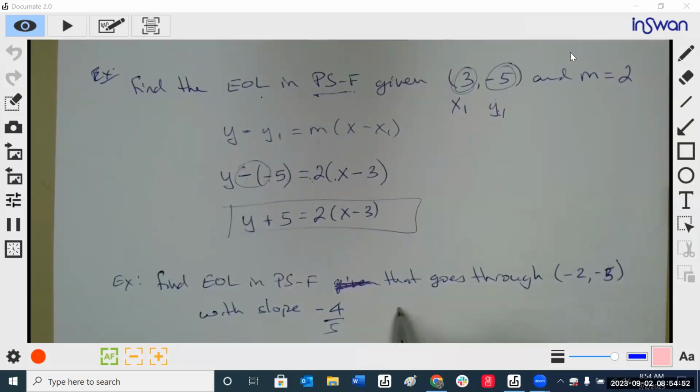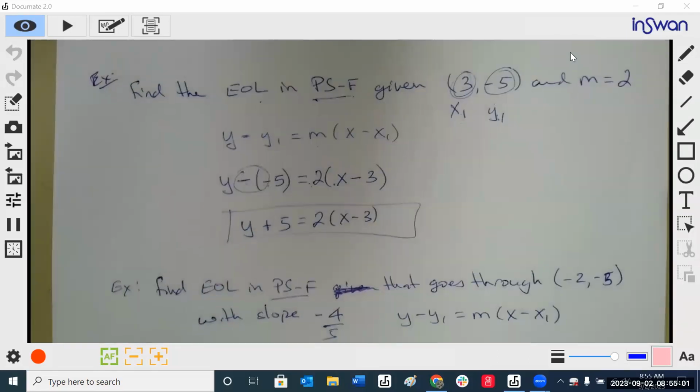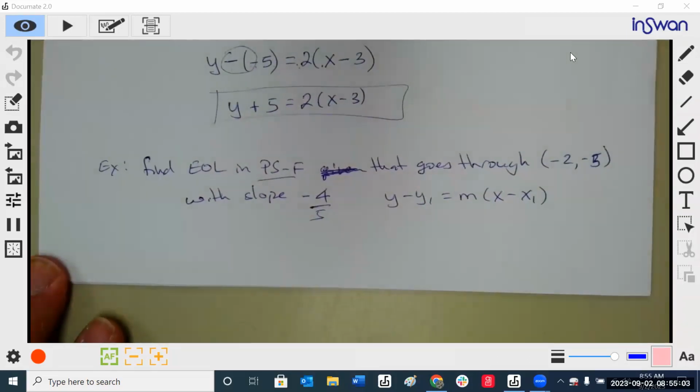So with this one, we know it's looking for point slope form. So it's y minus y1 equals m(x minus x1). Notice the way I do these problems, these examples. I always start with the formula that it's asking for. Now I plug in the values. Don't just jump straight into it without the formula. You have nothing to base it on.